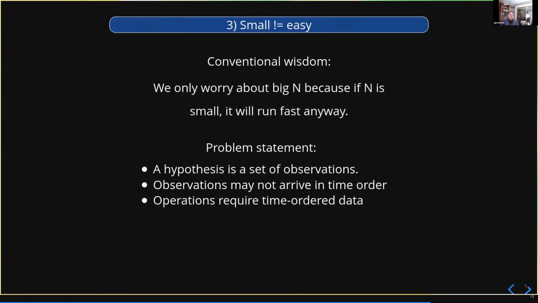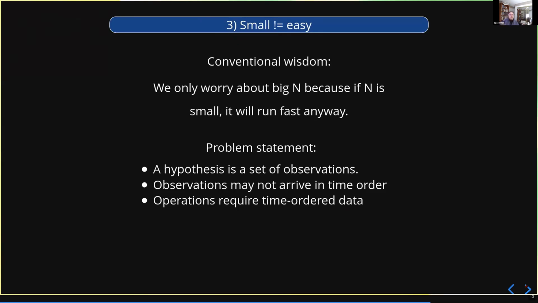Now, the third thing where big O notation can trip you up is the assumption that small means easy, right? We only worry about big n. We only worry about the performance of our algorithms for big data sets because of the assumption that if n is small, it's going to run fast anyway and you don't care, right? If you're only sorting 20 things, who cares whether it's fast or slow? On a modern computer, you won't notice, okay?